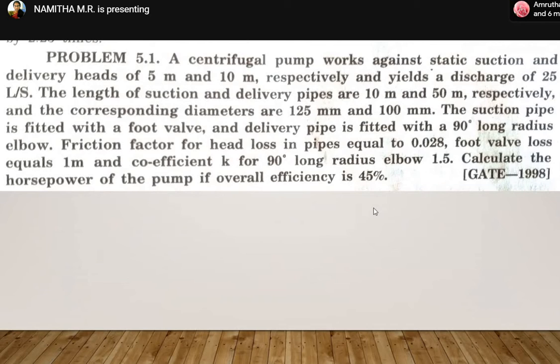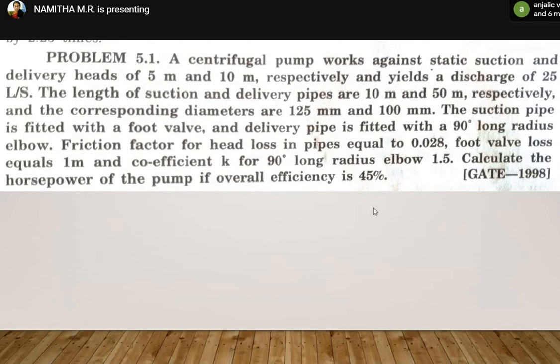The lengths of suction and delivery pipe are 10 meter and 50 meter respectively. The corresponding diameters are 125 millimeter and 100 millimeter respectively. The suction pipe is fitted with a foot valve and the delivery pipe is fitted with a 90-degree long radius elbow. So you have to account for that. A 90-degree long radius elbow means there is a bend, so there may be some losses there.